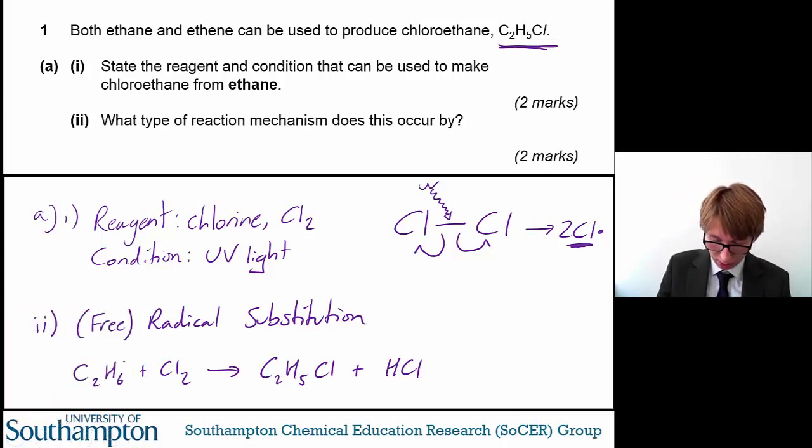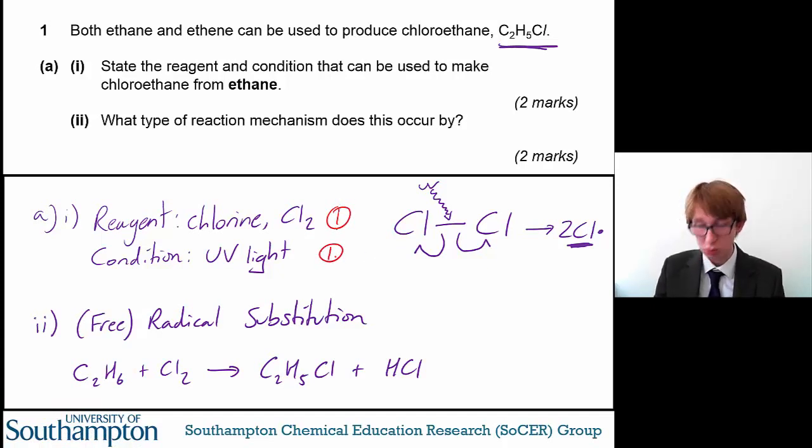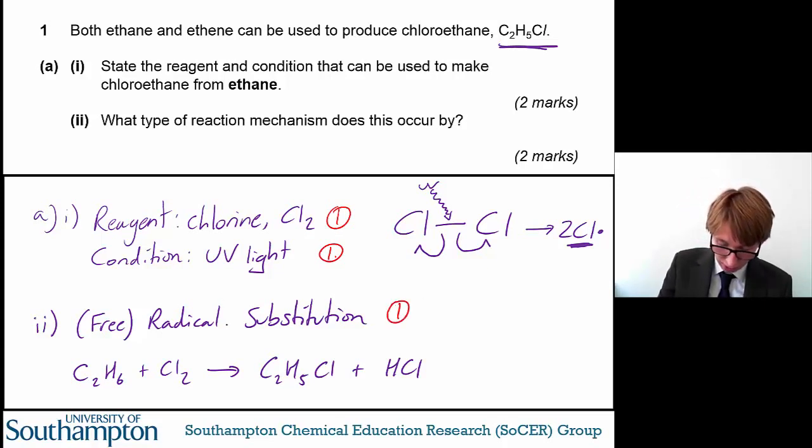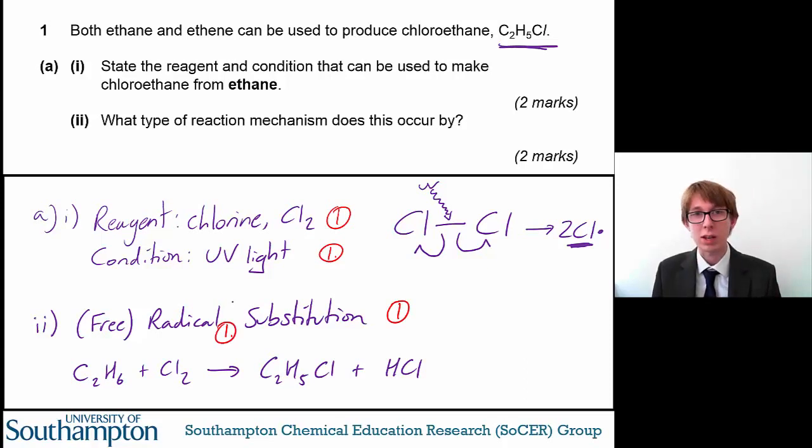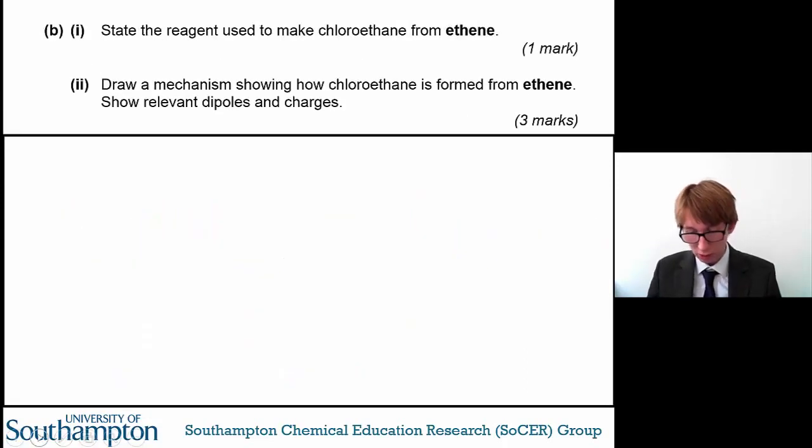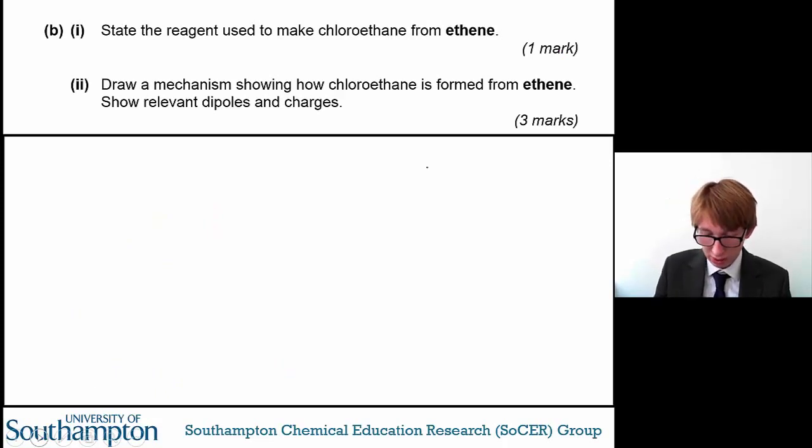Now for the distribution of marks, you get 1 mark for saying that the reagent is chlorine or Cl2, you get a mark for saying the condition is UV light or sunlight, you get a mark for saying it's a substitution reaction, and you get a mark for saying it's a radical. So if you said radical something else, then you would still get 1 mark out of 2. And if you were to say it was a substitution, you'd still get a mark. But to get both marks, you need to say it's a radical substitution. It doesn't matter if you don't include the word free. Okay? So moving on from there, you're asked to state the reagent used to make chloroethane from ethene.